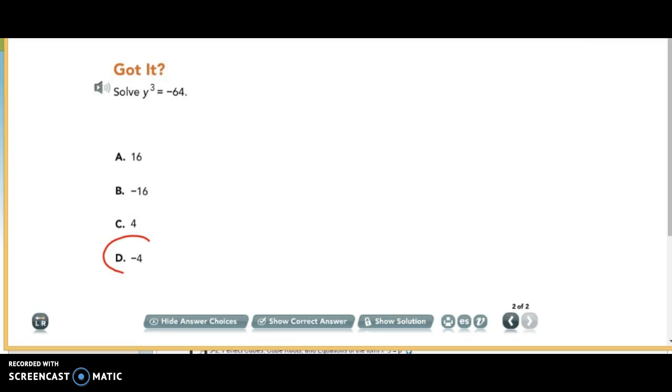Here, we're going to land with D, because -4 times -4 is going to be a positive 16, times another -4 is going to be negative 64. That's how we check it.